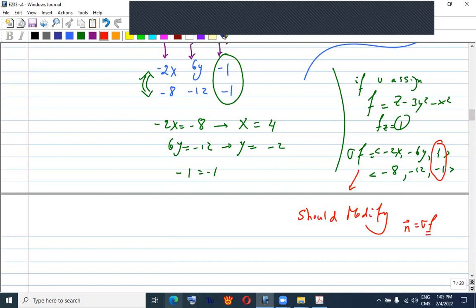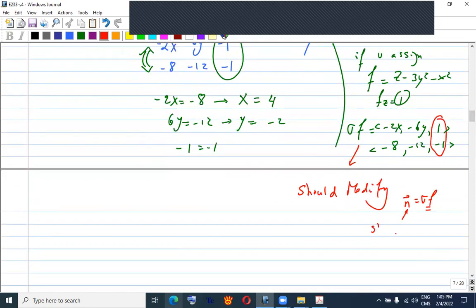Now that doesn't make sense. That one is minus 1. So what do you do? What you do is you can take the minus of this or the minus of that, and that's it. Why does that happen? Because if n is parallel to delta f, any multiple of n is still parallel to delta f. I mean, minus n is still parallel to delta f.